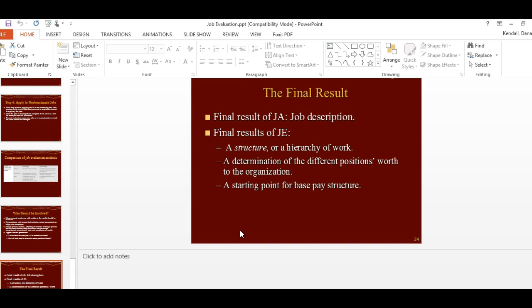Okay, well, that is all I wanted to present on this. I would say, you know, the main nuggets: know about ranking, know about classification, know about the point method, understand what compensable factors are, and the overall purpose of JE, especially as it is distinguished from the overall purpose and process of JA. All right, thank you, and I'll see you in class.